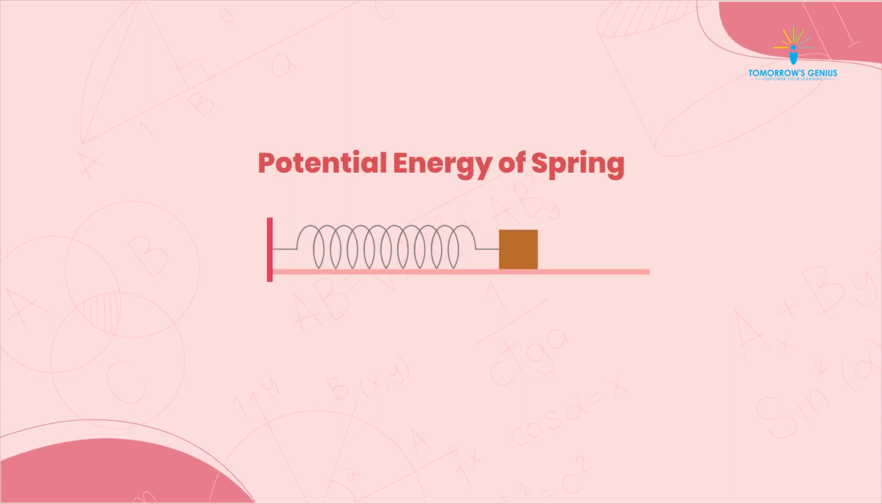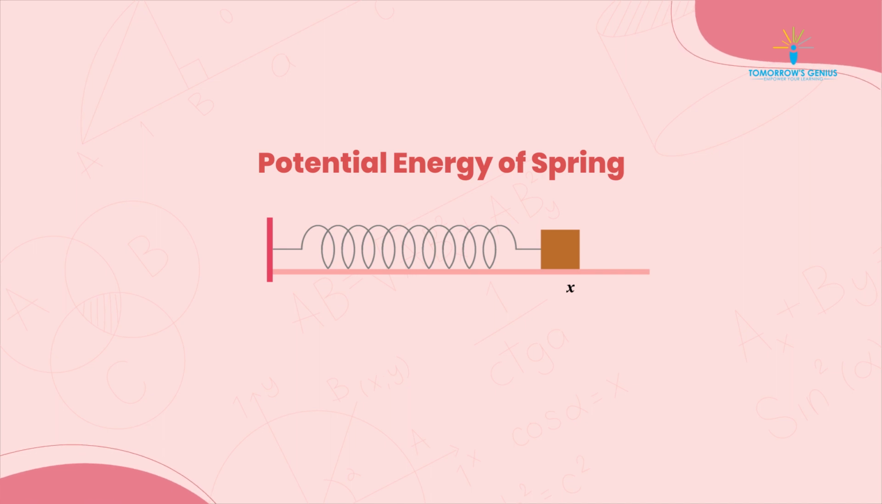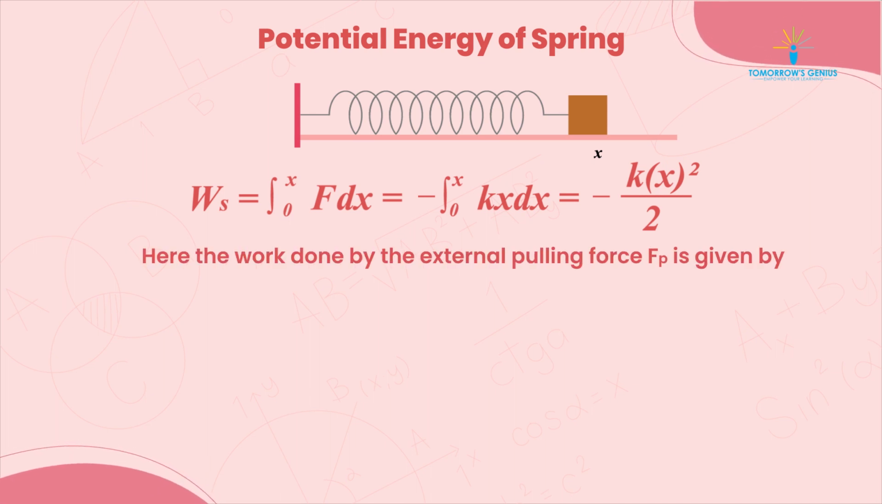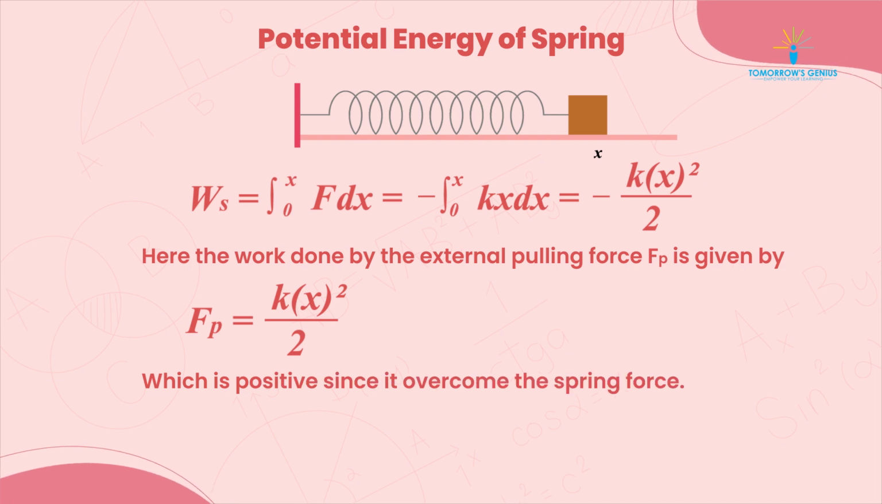Now, let's calculate potential energy stored in the spring. We have pulled the spring such that resultant displacement equal to x is measured. The work done by the spring is given by W is equal to integration 0 to x F(x) dx, which is equal to negative integration 0 to x kx dx, which is equal to minus kx square by 2. Here the work done by the external pulling force Fp is given by kx square by 2, which is positive since it overcomes the spring force.